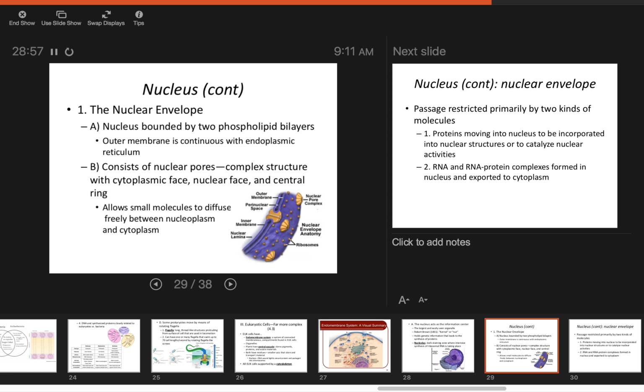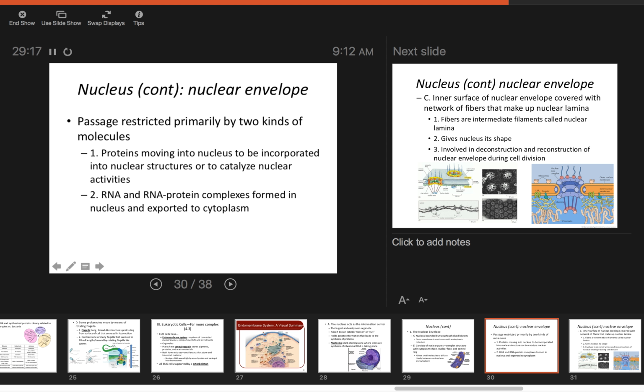It consists of nuclear pores, openings for things to get in and out. It's very complex. It's got a nuclear face, a central ring. It's crazy. I'll show you a video that breaks down the anatomy of this structure. It allows small molecules to move in and out freely between the nucleoplasm and the cytoplasm. Passage is restricted, however, for 2 kinds of molecules: proteins moving into the nucleus to undergo nuclear activities, and mRNA made inside the nucleus, which has to leave to get to the cytoplasm to hook up with the ribosome to make proteins.